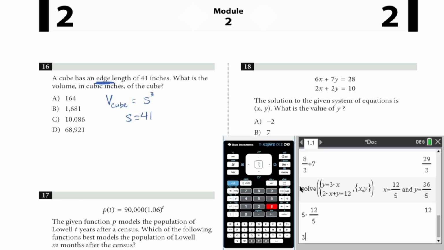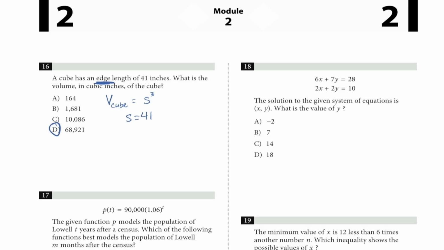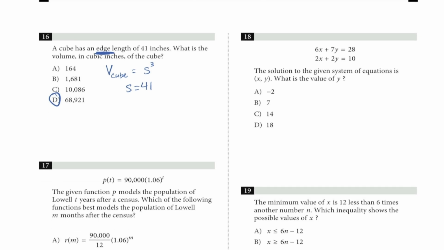So again, we'll just pull up the calculator. 41 cubed. So 68,921. The answer is D. This is just knowing a formula. They have asked about cubes a decent amount. So there's a chance you could see cubes on the test.